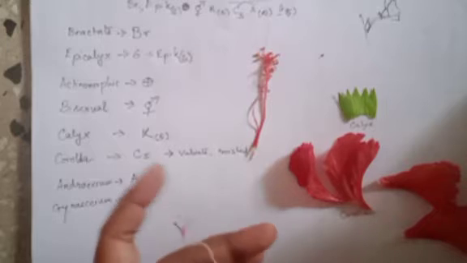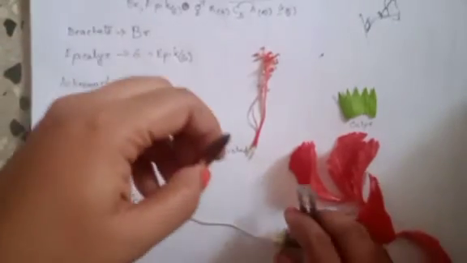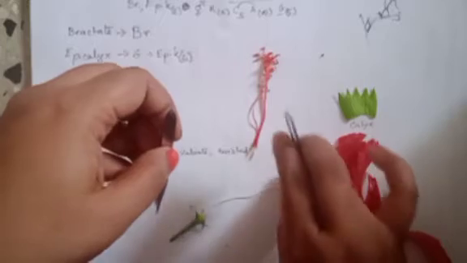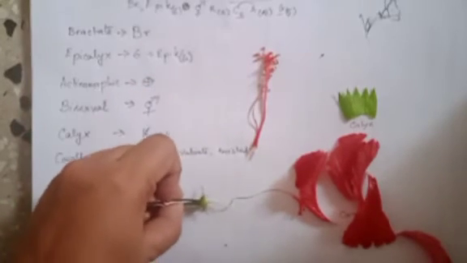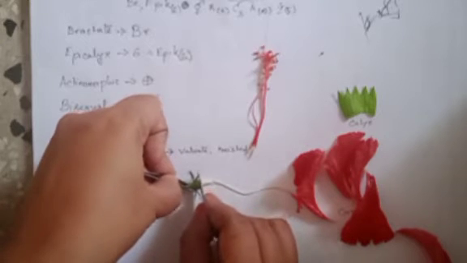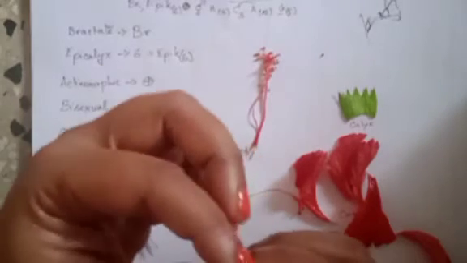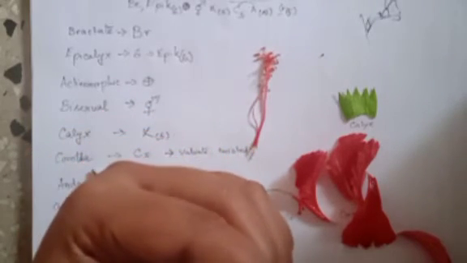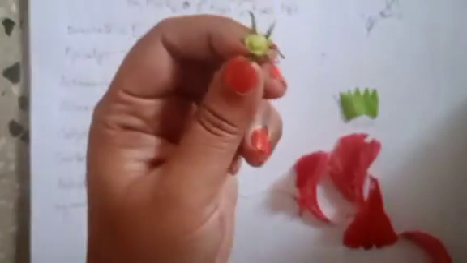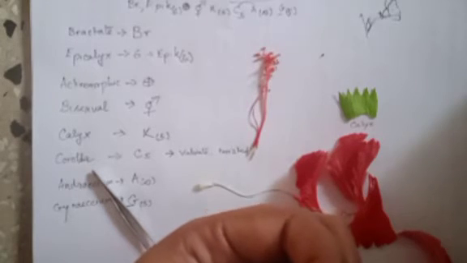Okay, so let me just have a cross section of the ovary. To have a cross section of the ovary, I will be taking the stigma, holding it up, and cutting this with a blade. If I cut this with a blade, I can find out what kind of ovary it is there. A bit more.